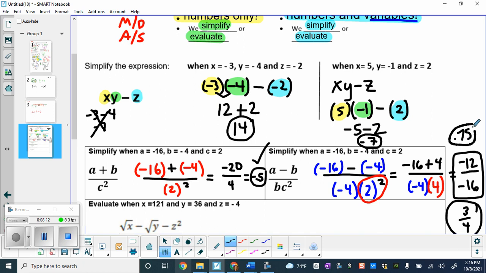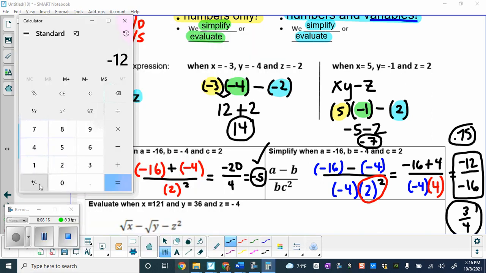And in case you don't believe me, let me just show you in the calculator real quick. When you do the 12 that's negative, and you divide by the 16 that's negative, there's the decimal, the 3/4 that we got. So that might happen sometimes this school year. You might get a fraction that you then just simply need to reduce.